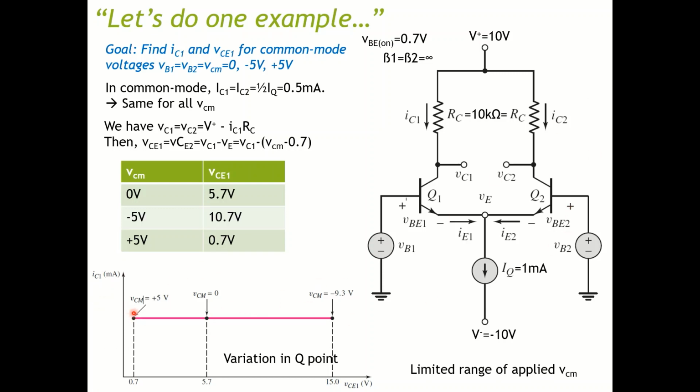Next, as you can see here, if VCM were to increase over plus 5 volts, then Q1 and Q2 would be driven into saturation mode. So this demonstrates that there is a limited range of applied common mode voltage over which Q1 and Q2 will both remain biased in the forward active region. I guess we can put a stop here, and next I will cover the DC transfer characteristic.